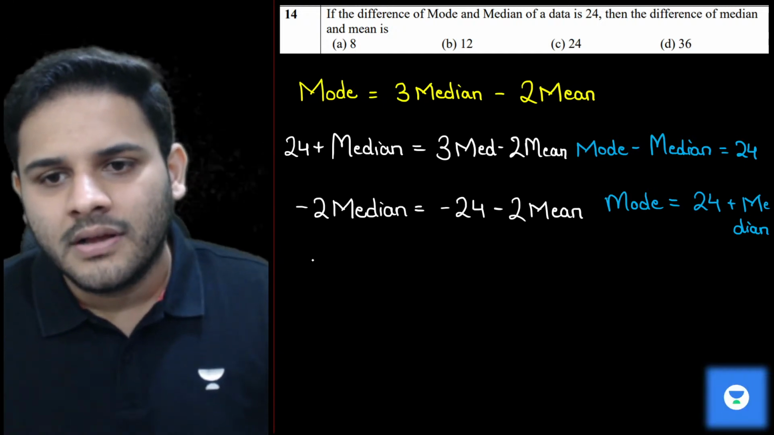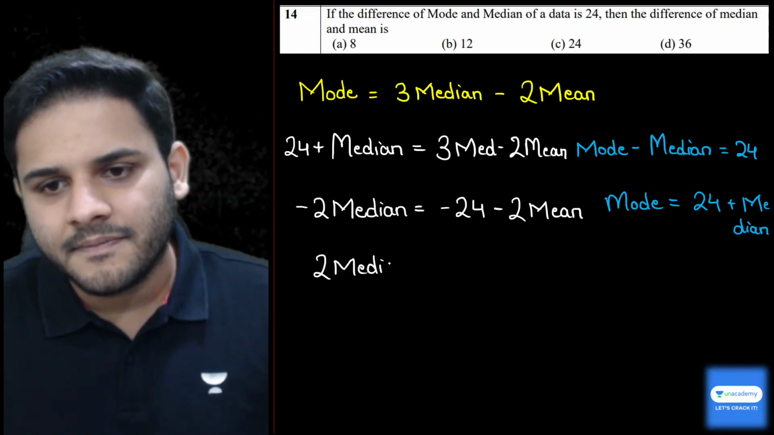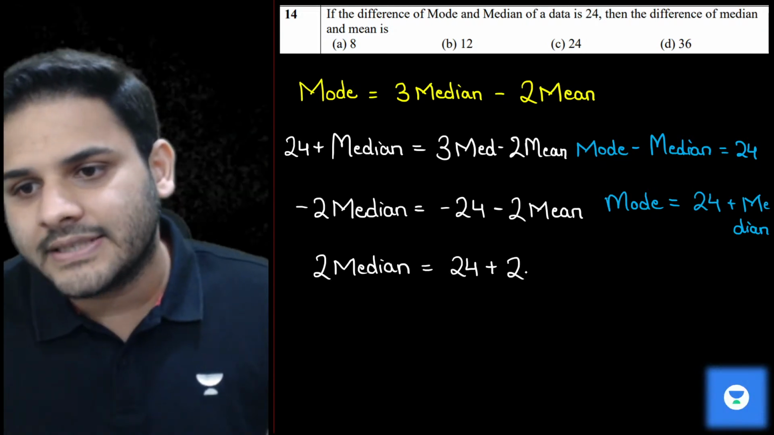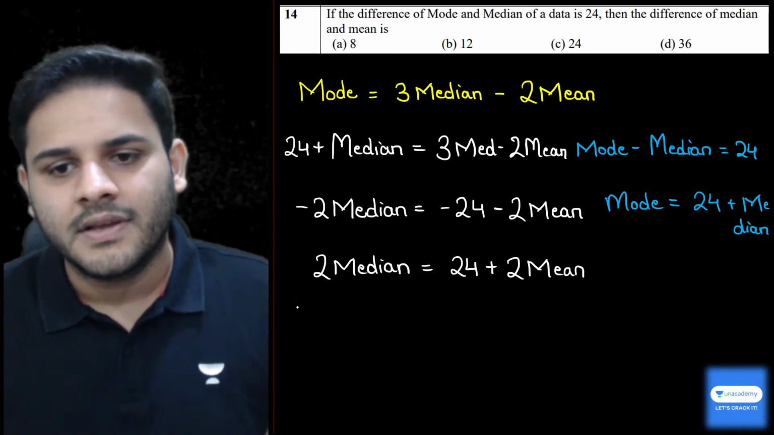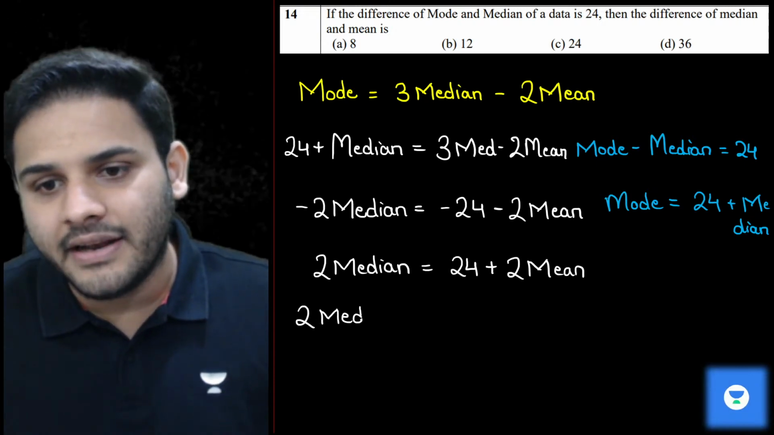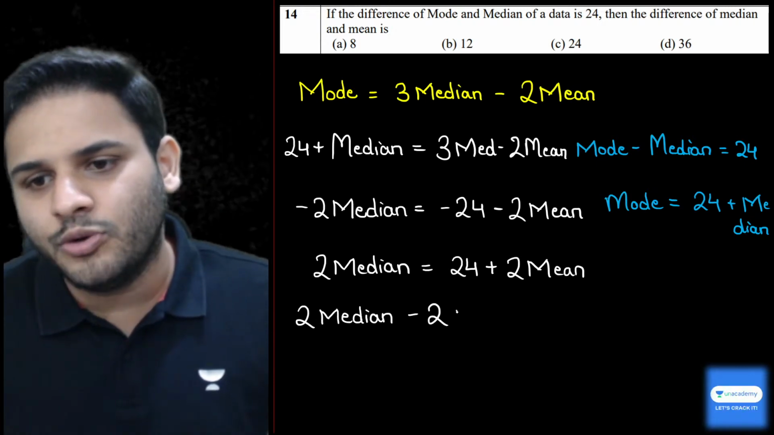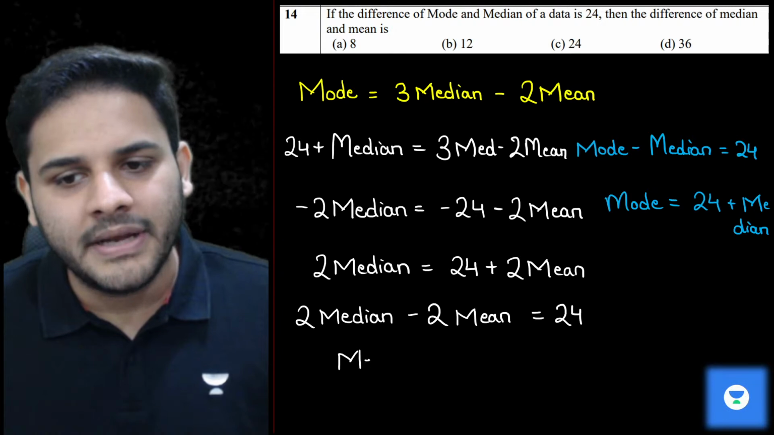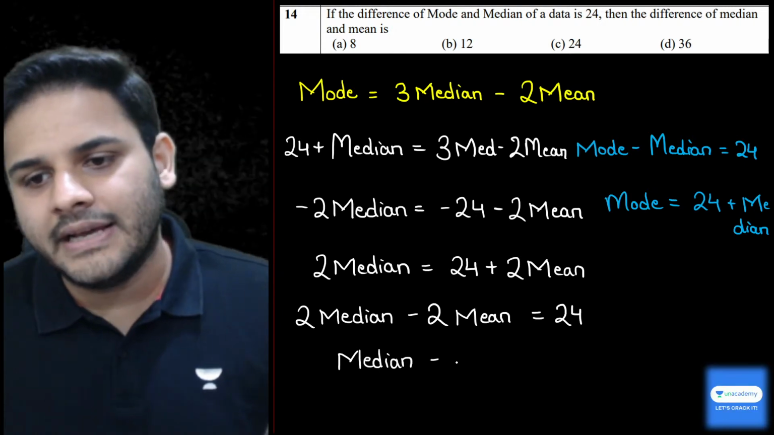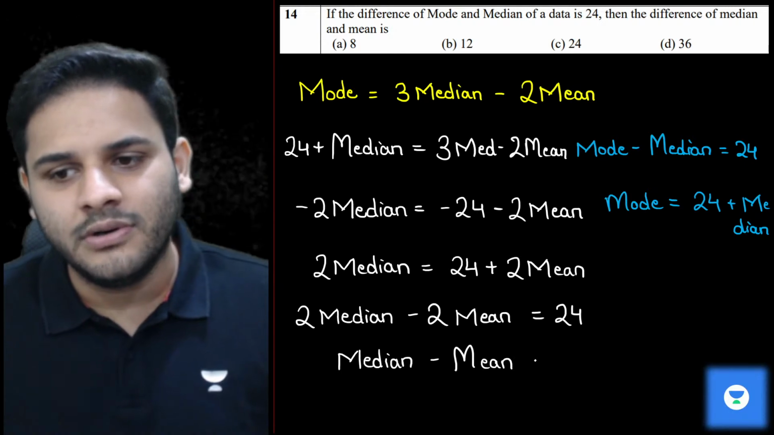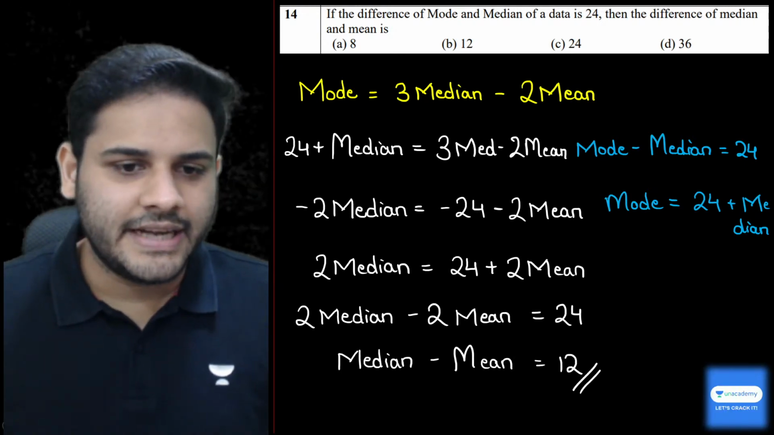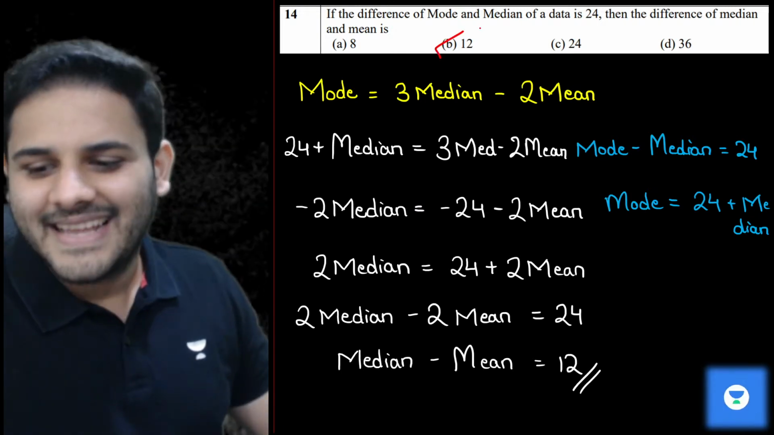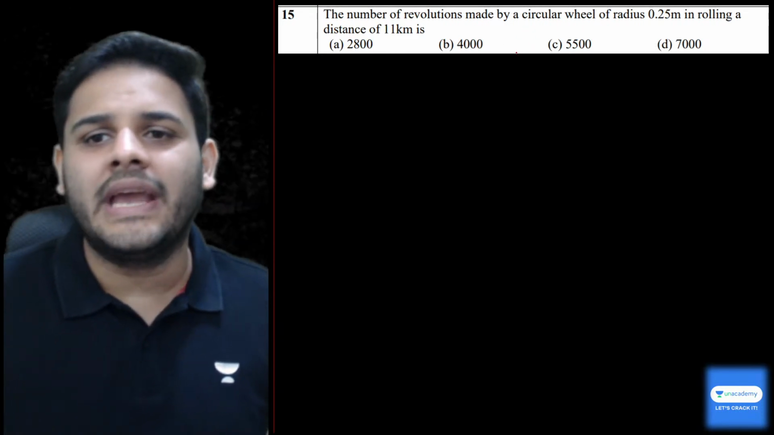So now 2 median here and you will get your 24 plus 2 mean here. You have to find the difference of median and the mean. So minus 2 mean is equal to 24. Take the 2 common. So you will get median minus mean is equal to 12. So the correct answer is option B. Next question on your screens. Quickly do this one.